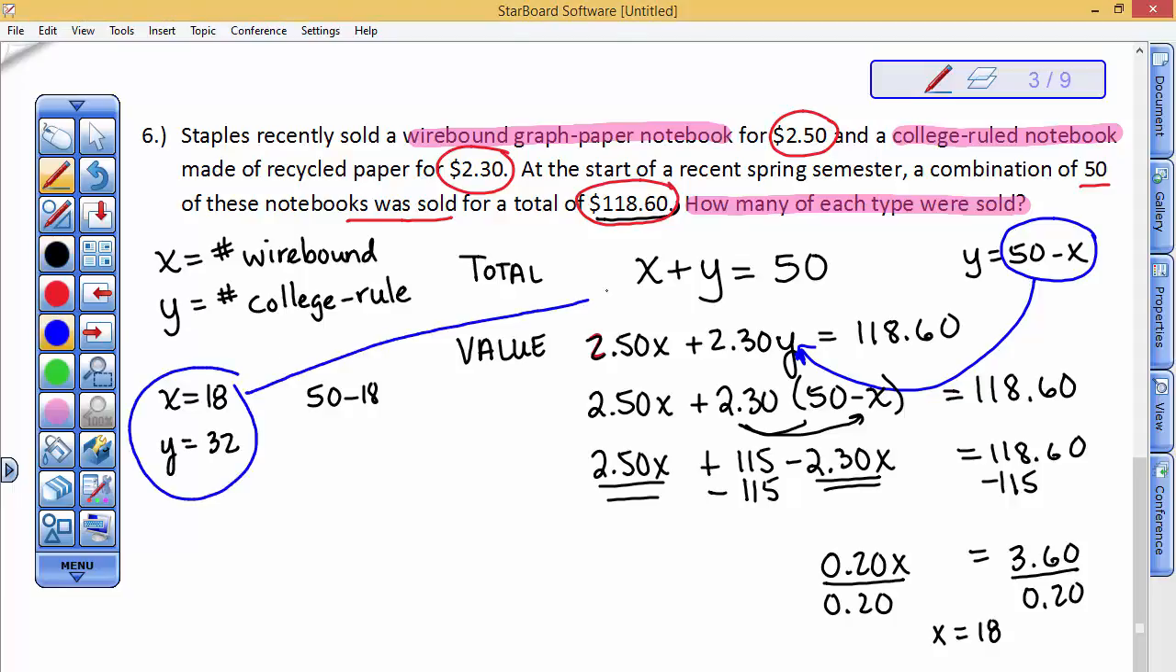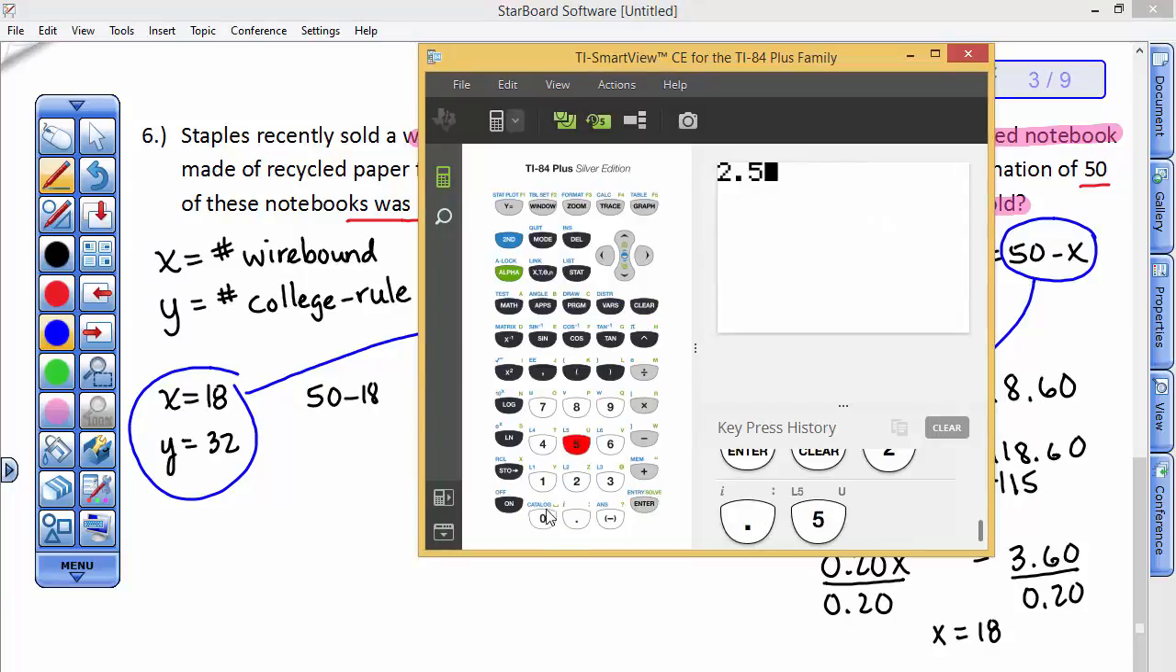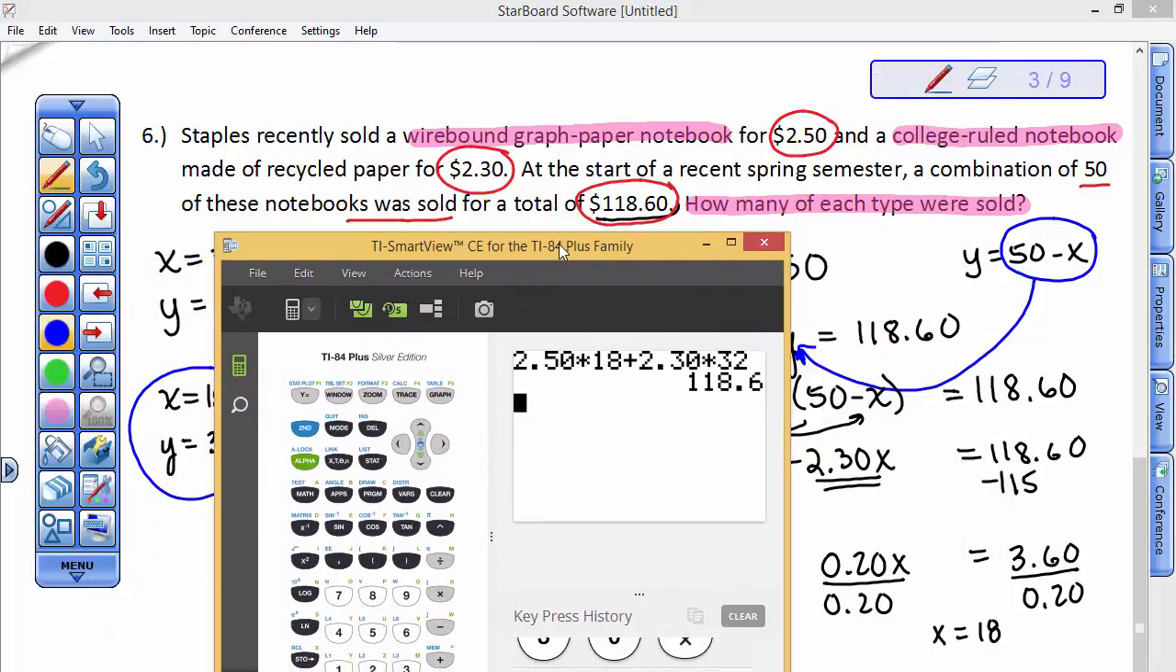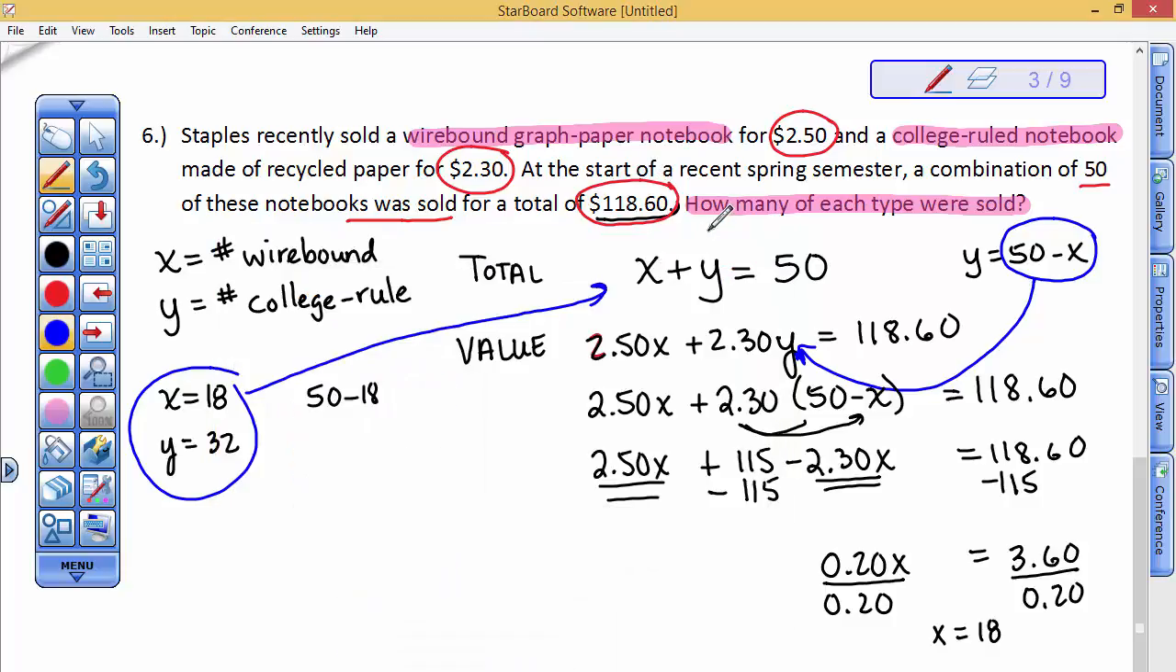And so I don't even have to check that statement, but what I am going to do is take the $2.50 per wire-bound times 18 of them, plus the $2.30 times 32 of those, and see if that dollar amount is the $118.60 that the value of those should be. And I know I got this question correct. Let's go ahead and set up the next problem.